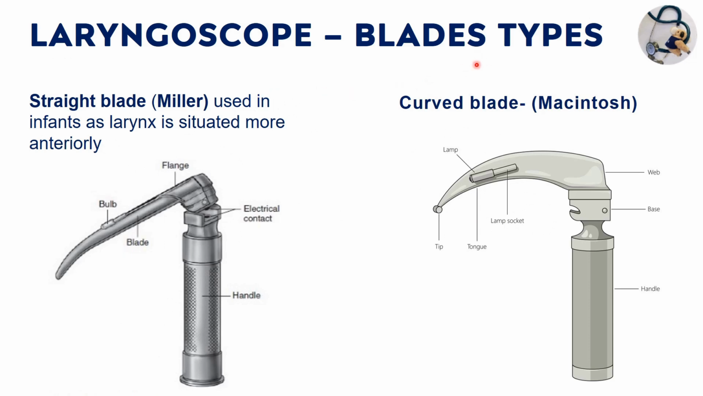Okay, now the blade types. So we said blade can be straight, blade can be curved like this. Straight blade is known as Miller blade. This is usually used in the younger children, infants, as the larynx in the infants is situated more anteriorly, so you have to use a straight blade. Whereas beyond infancy until the adult age, you use curved blade. Curved blade is known as Macintosh blade. So the parts are same.